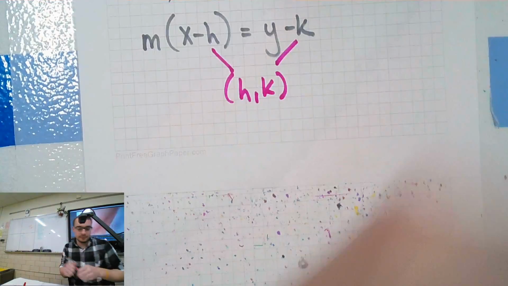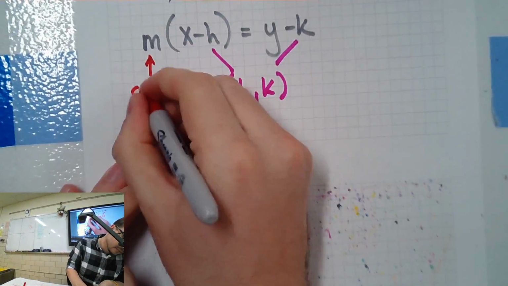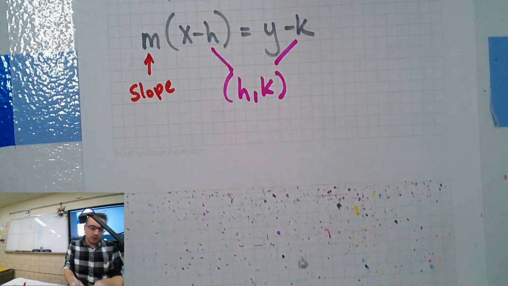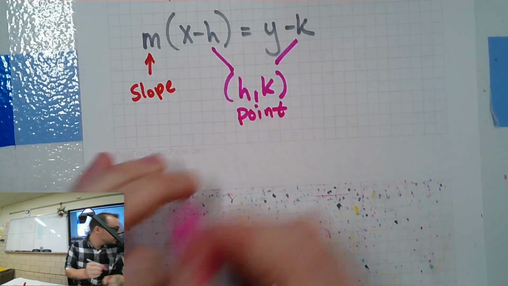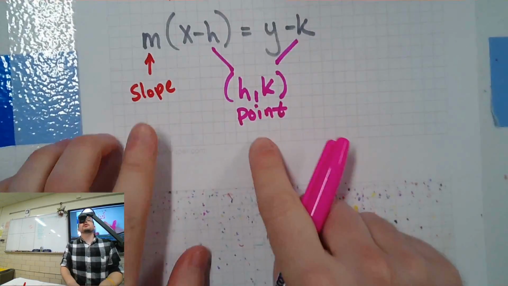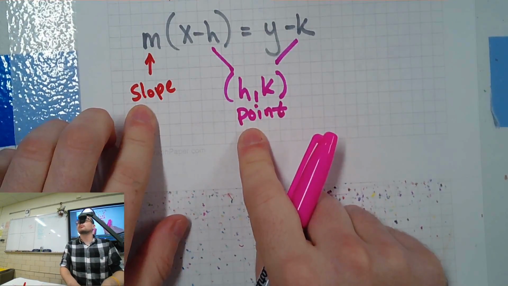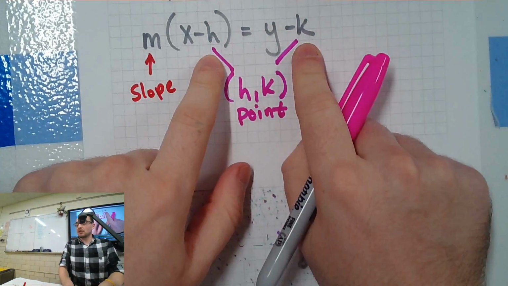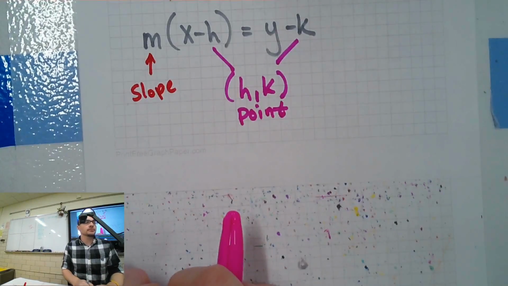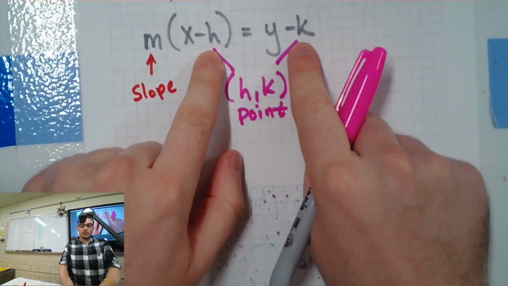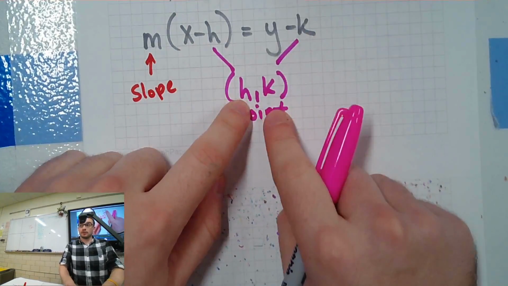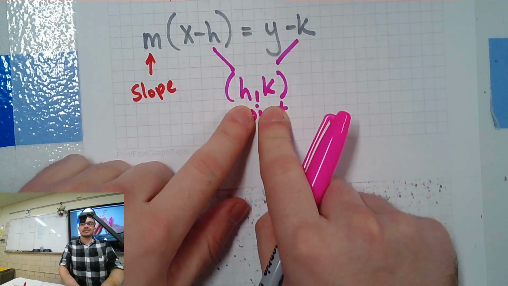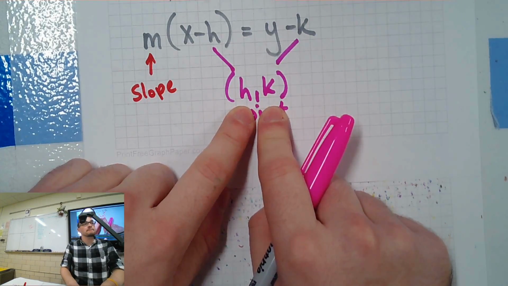What does M stand for? Slope. What are H and K? They're a point. What do we call this form? Point slope form. Why do they call it point slope form? Because it gives you a point and the slope. A point that's on the line and a slope. Notice H and K are negative up here but positive down here, meaning that the signs are different, right? So whatever the signs are here, the point signs are going to be different. H comes before K in the alphabet, X, Y, pair.